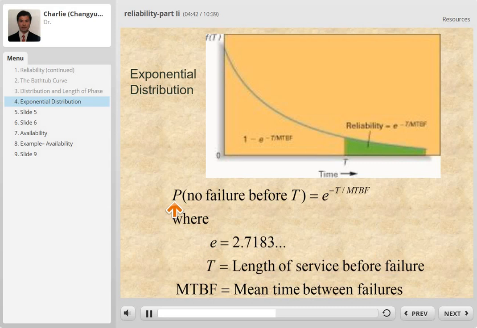For example, the probability of no failure before a certain time t is the size of the area highlighted in green. We try to measure the size of this area, and here's the formula. The size of the area is e to the power of negative t over the mean time before failure, where e is the natural number, equal to 2.7183. E is just another name for this number, which we use in mathematics and statistics in a lot of places. T is the length of service before failure.